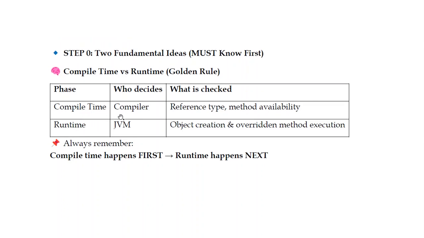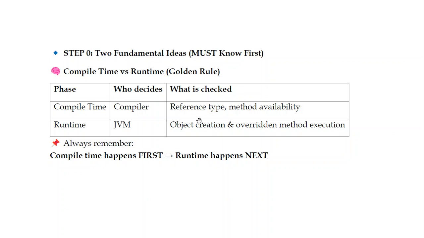Okay, this is an important golden rule. Many of the beginners are confused by this, so I'll clearly explain this phase-wise. Two fundamental ideas. What does that mean? Phase one: compile time. In the compile time phase, what is happening? Who is the deciding authority?